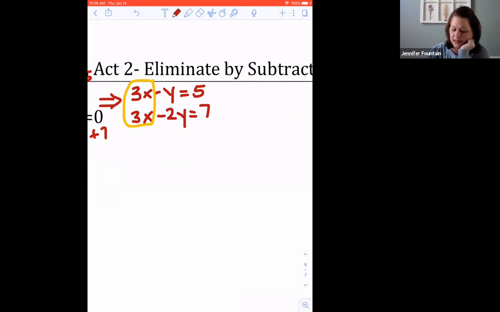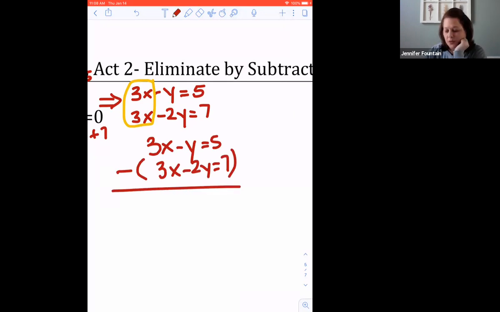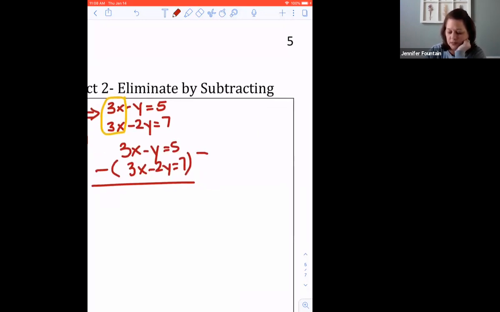So I'm going to go ahead and rewrite this as 3x minus y equals 5 minus 3x minus 2y equals 7. I want to change by adding the opposite. So I keep 3x minus y equals 5. My first stays the same. Now I'm going to change from subtraction to addition, but now I have to take the opposite term of everything in parentheses. So 3x becomes negative 3x, negative 2y becomes positive 2y, and 7 becomes negative 7. And now I can add them up.